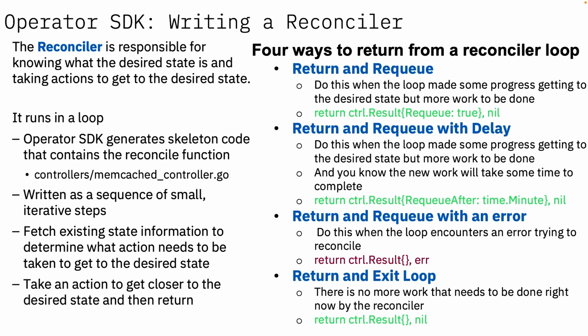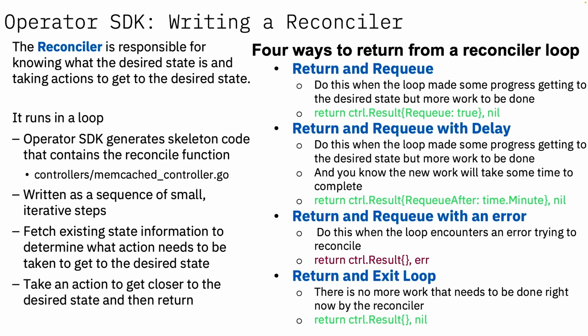And then if you finally get everything done right and you get to your desired state, there's the return and exit. So those are typically the different types of things. I'm not going to go into all the code on this one because it gets a little complicated. But again, it's how do you write one of these? Sequence of small iterative steps. Fetch the existing state, determine what action you need to get closer to your desired state, and then take an action to get closer and then return, and that loop just keeps running.